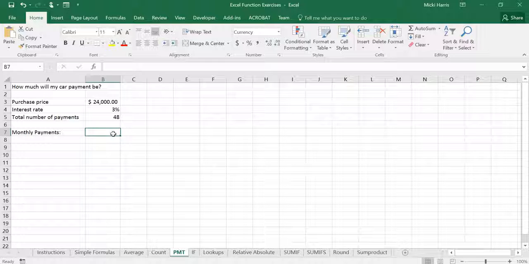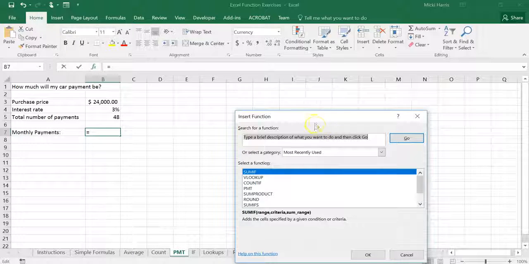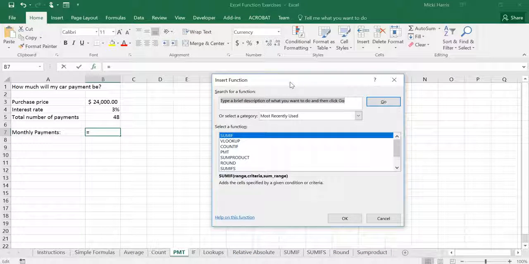my monthly payments? So I have no idea. Again, you probably noticed that I really encourage the use of the insert function dialog box because it tells you exactly what the argument should be for any given formula. So I'm going to click right up here on my insert function icon, and I'm going to search for this. So I do see it right here, but let's say I didn't. Then right here in my search for a function, let's say I don't even know it's PMT, so I might just type in payment, hit enter.